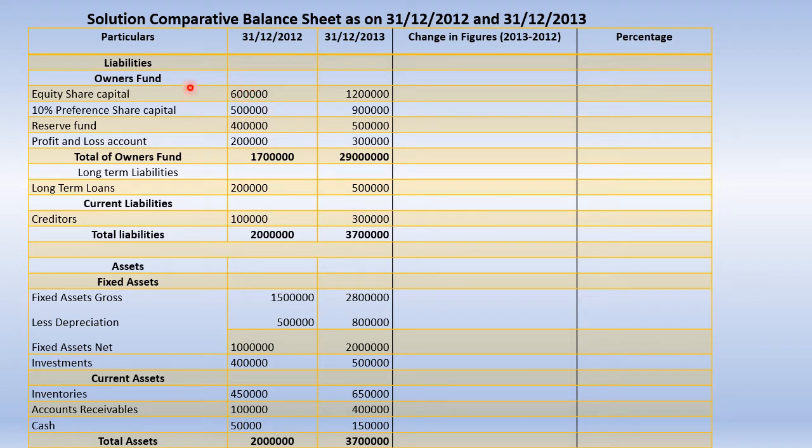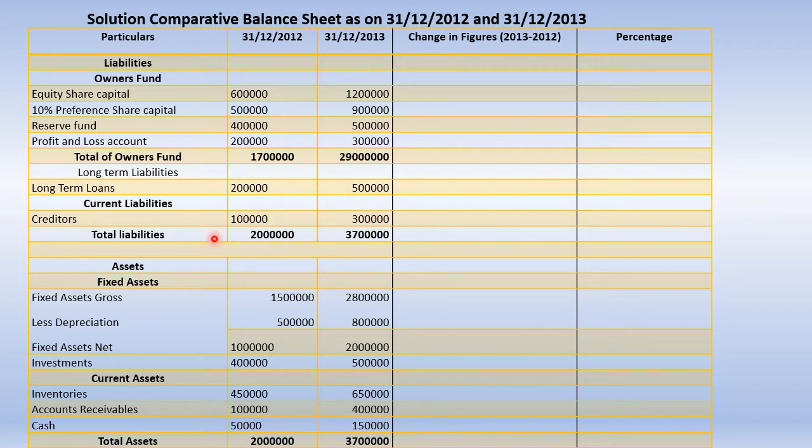First, I've done the bifurcation part, which we were discussing in the previous session. Under liabilities I have bifurcated into owner's fund. Under owner's fund I have equity share capital, preference share capital, reserve fund, and profit and loss account. I've made the total of owner's fund, which comes to 17 lakh and 29 lakh. Under long-term liabilities I have long-term loans, put separately, that is 2 lakh and 5 lakh. Under current liabilities I have creditors, which is 1 lakh and 3 lakh.